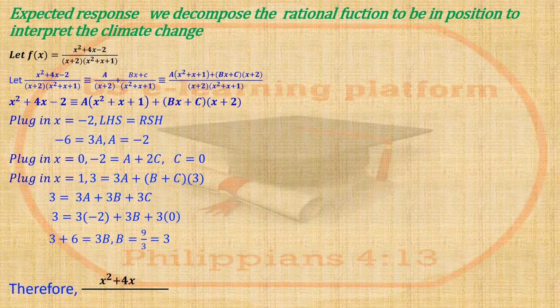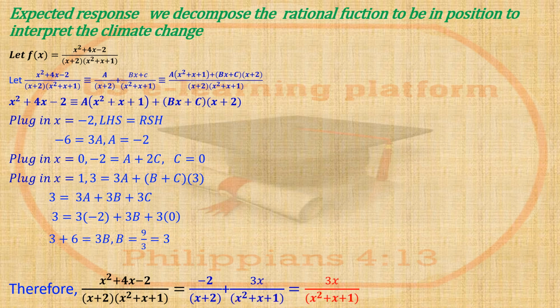So I substitute them back into the original function that I have, where a is negative 2, b is 3, and c is 0. So by the end of the day, this term will disappear, and that will give me 3x over the quadratic expression that has no linear factor, minus 2 over x plus 2.